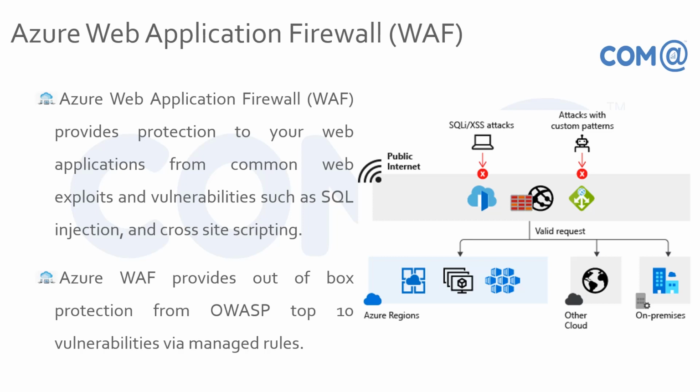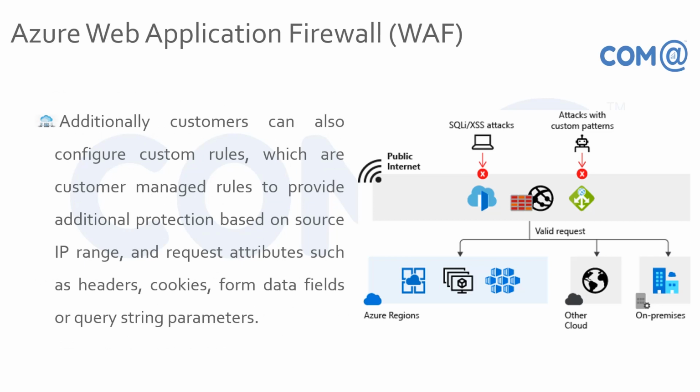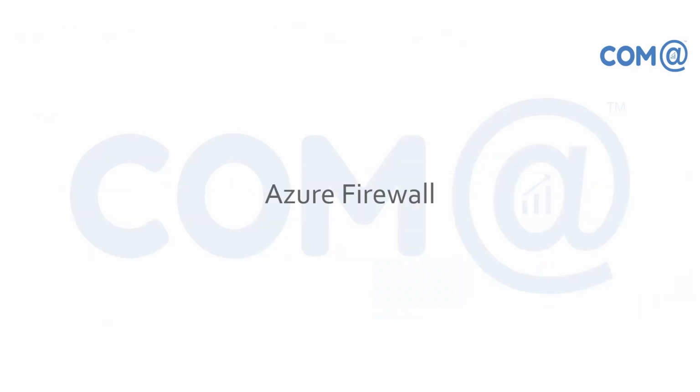This web application firewall gives us the mitigation solutions for the top 10 vulnerabilities of the web application or the web servers, which is listed by OWASP. Additionally, customers can also configure custom rules, which are custom managed rules, to provide additional protection based on source IP range and request attributes such as headers, cookies, form data fields, or query string parameters, etc.